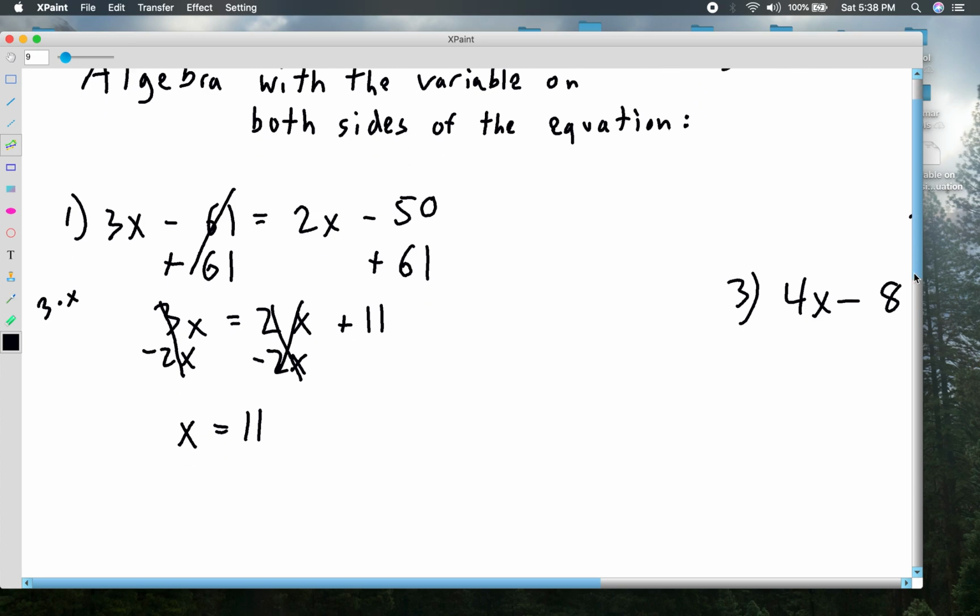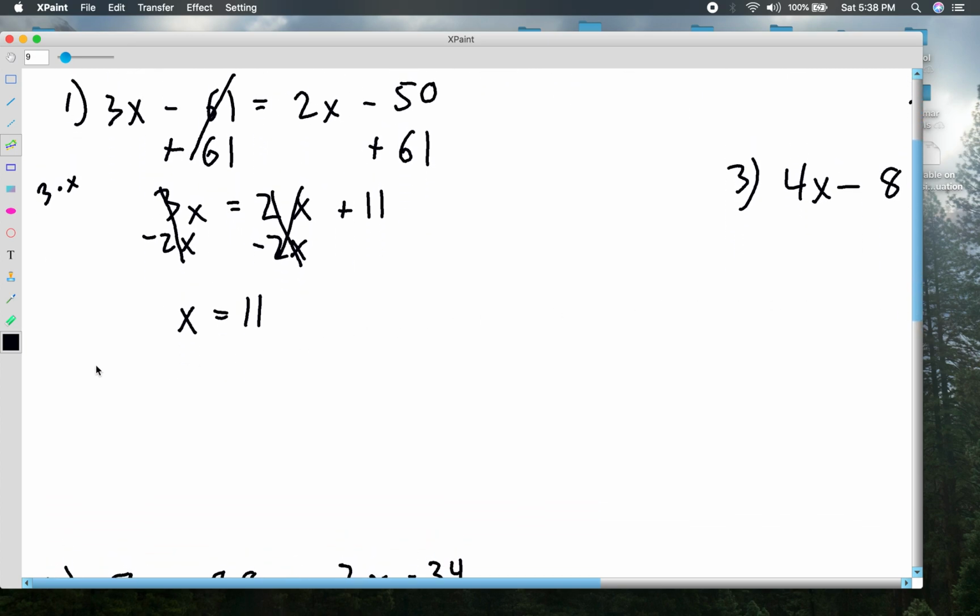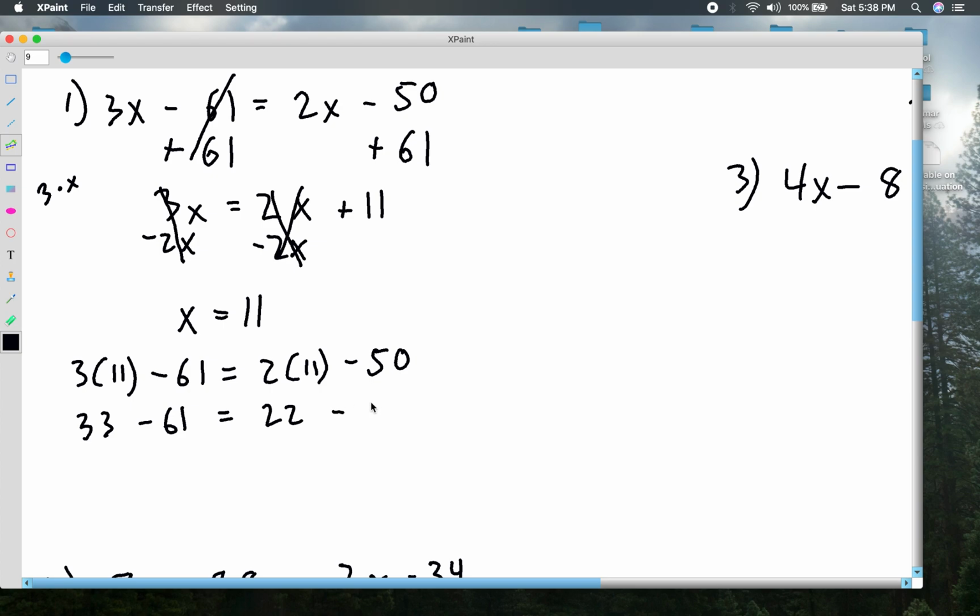Well, don't take my word for it. Let's check. Let's plug x in. 3 times 11, I'm putting that in parentheses, minus 61 equals 2 times 11 minus 50. Okay? So 3 times 11 is 33, minus 61 equals 22 minus 50.